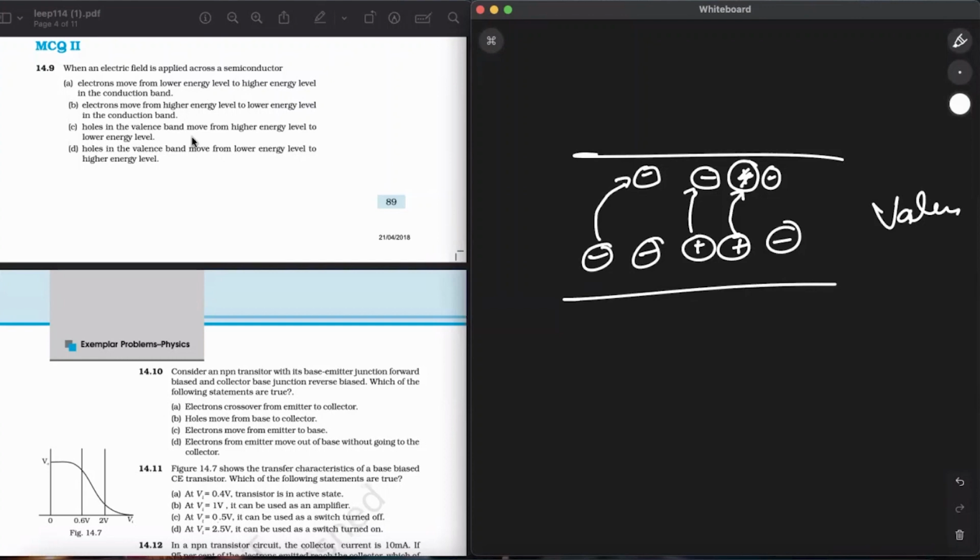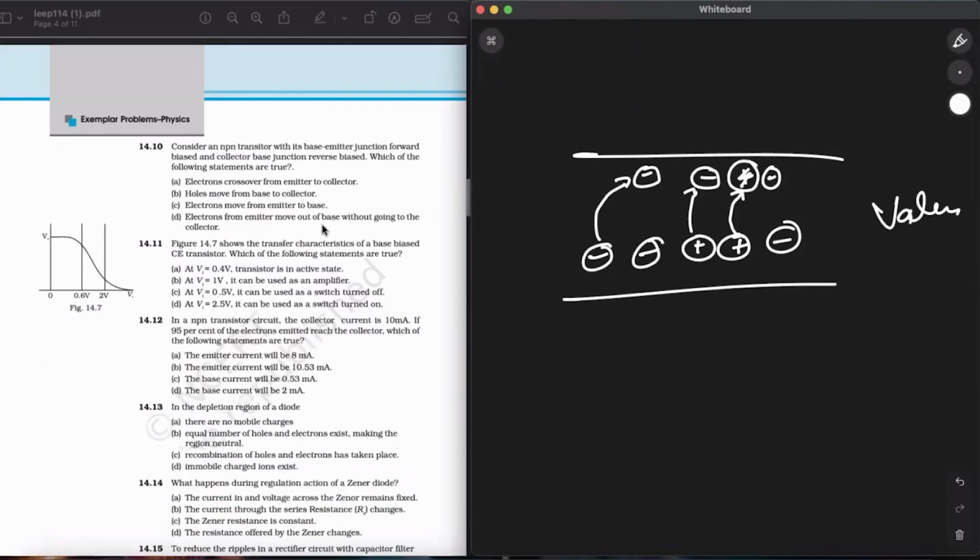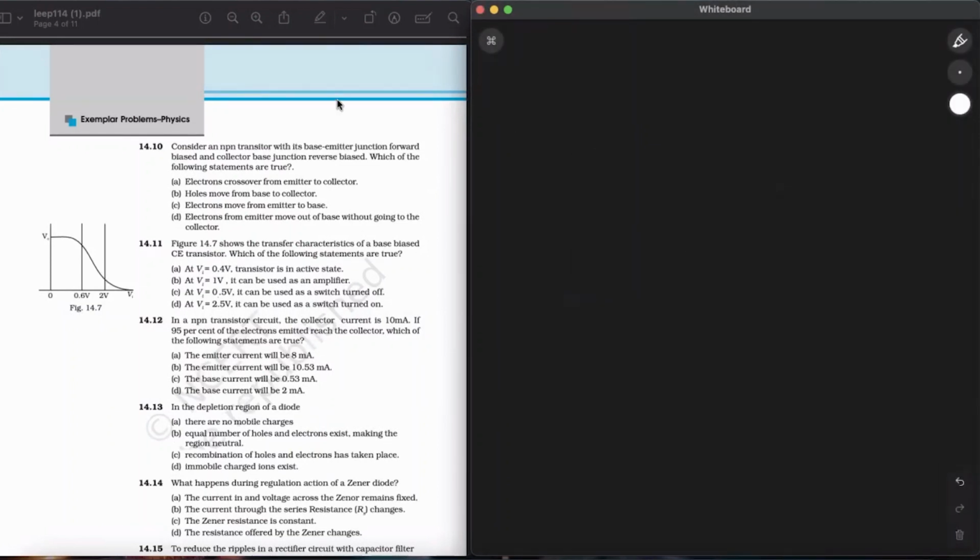So now we'll move on to the next question, which is on NPN transistors. We have to consider an NPN transistor with base emitter junction forward biased and collector base junction reverse biased. Which of the following statements will be true? In normal operation, base emitter is forward biased, and the positive pole of the emitter base battery is connected to the base and its negative pole is connected to the emitter.